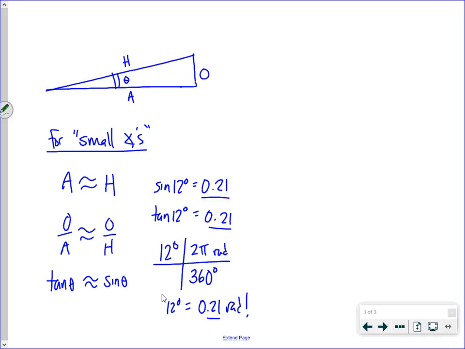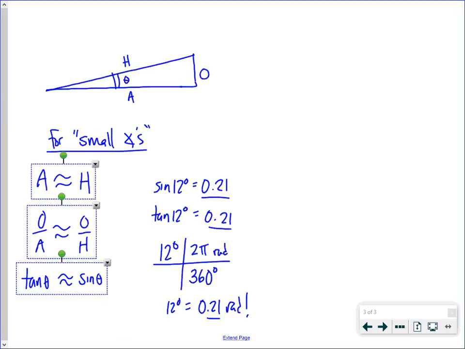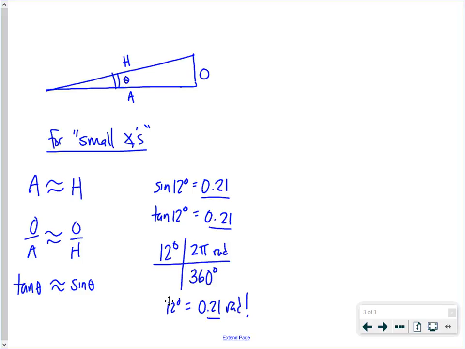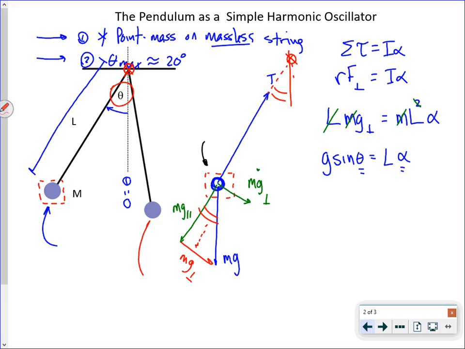This small angle approximation allows us to say, if angles are relatively small, and I picked 12 because it's less than 20, then these are basically just theta. So when I see sine theta, I can just say theta. First of all, I'm just going to say sine theta is approximately theta.